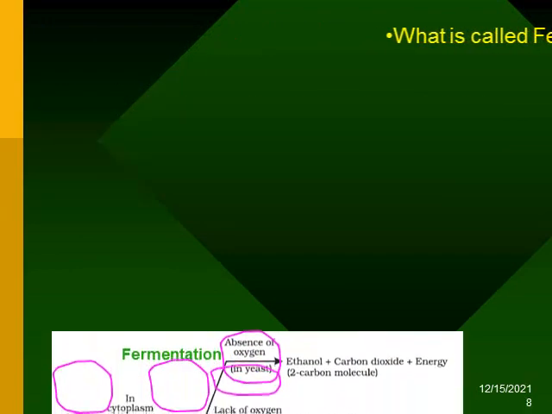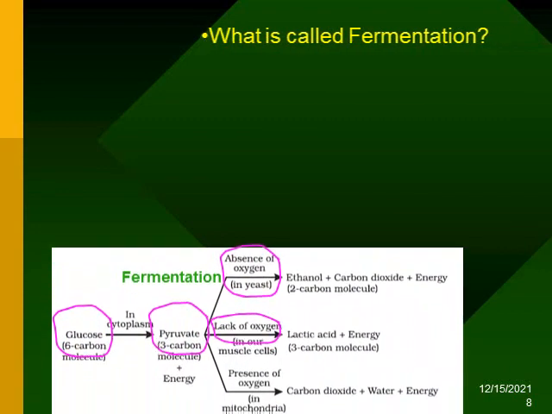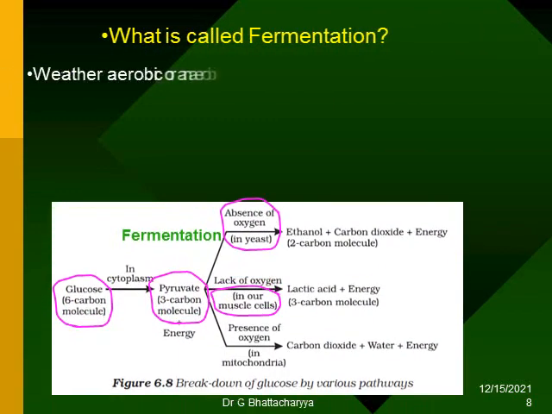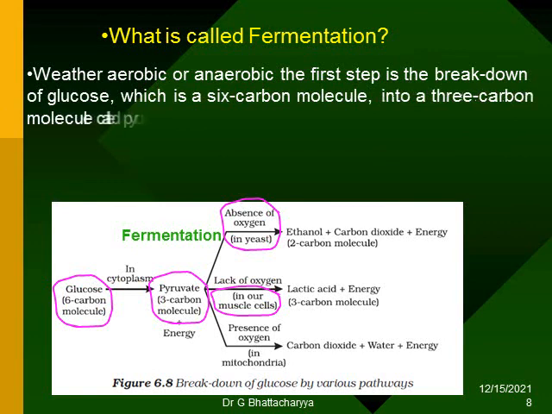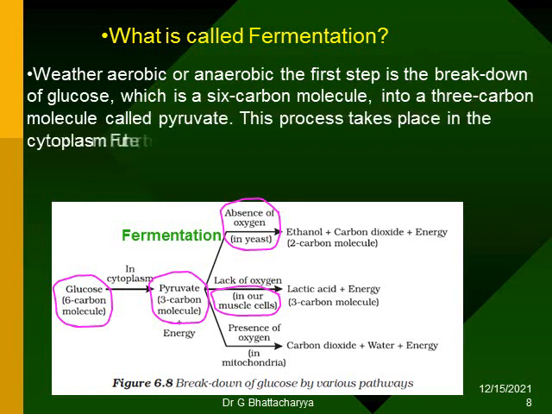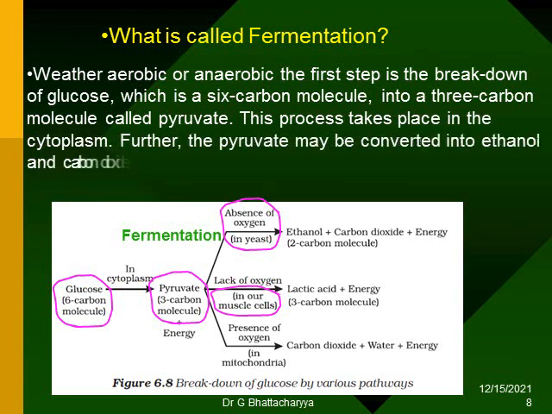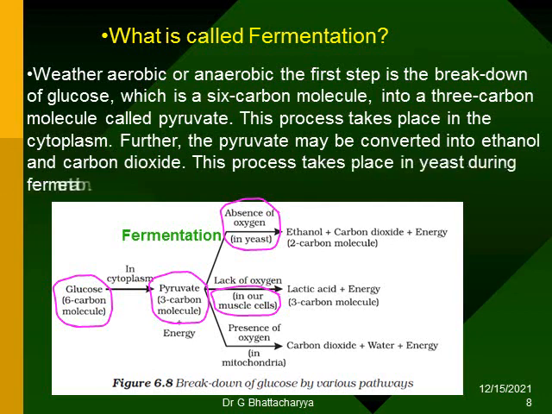What is called fermentation? Whether aerobic or anaerobic, the first step is the breakdown of glucose, which is a 6-carbon molecule, into a 3-carbon molecule called pyruvate. This process takes place in the cytoplasm. Further, the pyruvate may be converted into ethanol and carbon dioxide. This process takes place in yeast during fermentation.